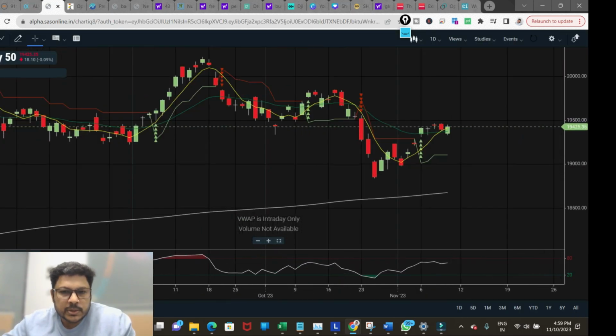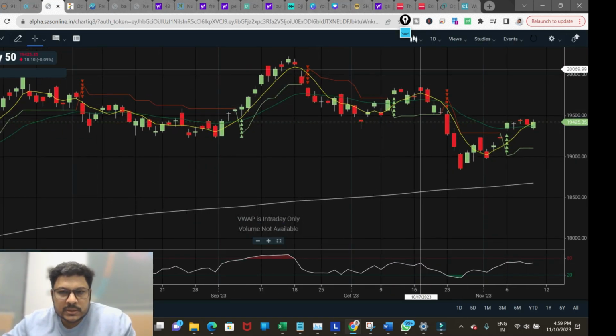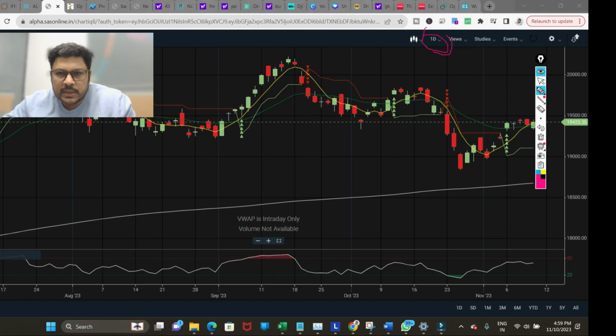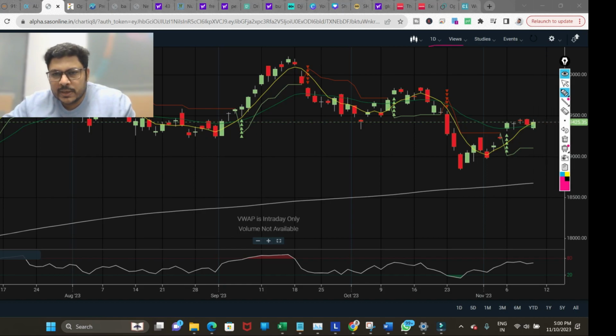I have Nifty open here. This is a daily chart. On any chart, you can see whether the candle is daily or weekly. Now, to analyze Nifty on multiple time frames, we are going to do it on daily, on weekly, and on 15 minutes. So stay with me and watch this.